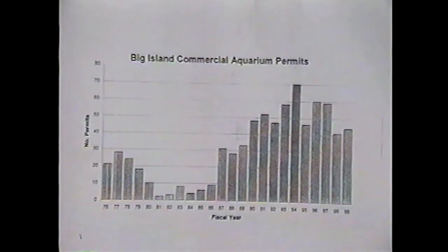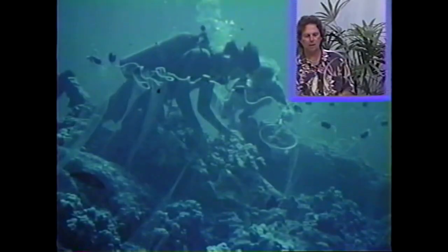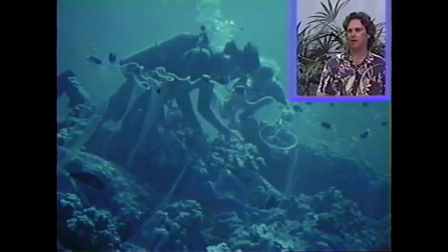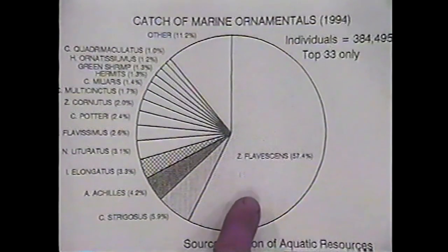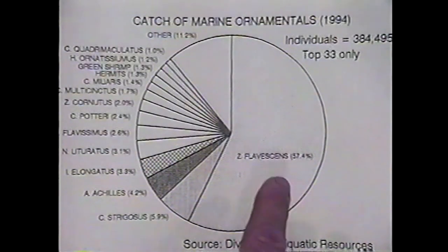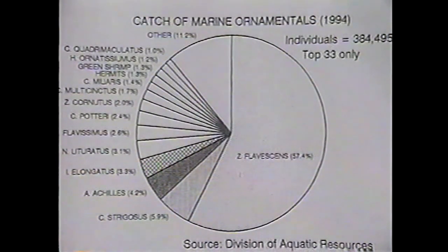So this is a kind of effort. We're talking 50, 60 fishermen out along the West Hawaii coastline, collecting about 100 different kinds of animals, mainly fish, but also invertebrates, some lobsters, crabs, feather duster worms, but primarily fish. And of the fish, this one particular species, Zebrasoma flavescens, is the yellow tang. That one species constitutes more than half of what the collectors are catching, 57.4 percent. This is 1994. I don't have more recent data, but it's something like that. So one species really makes up a lot of what's going on in the commercial aquarium business.